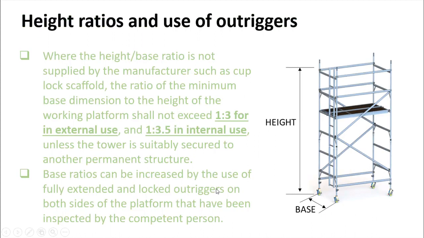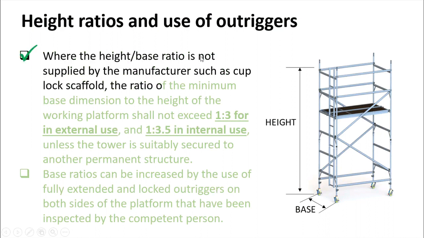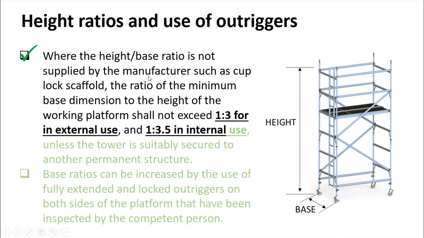Height ratios and use of outriggers. Where the height to base ratio is not supplied by manufacturers, such as block scaffold, the ratio of the minimum base dimension to the height of the working platform shall not exceed 1:3 for external use and 1:3.5 for internal use, unless the tower is suitably secured by other permanent structures.